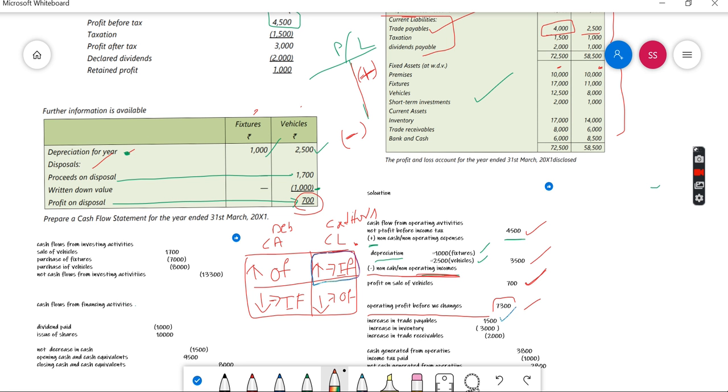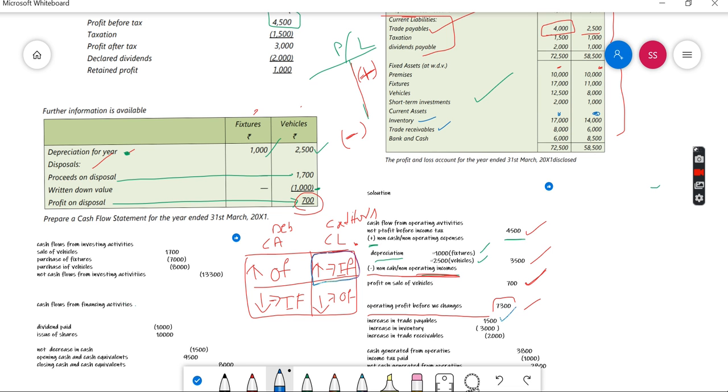Now next one, taxation is not a current asset or current liability, so we don't consider that. Dividend payable also we don't consider. So there are no more current liabilities. Then come back to the current assets. Current assets we have inventory and trade receivables. Let's start with the trade receivables. It was 14,000. Now it is 17,000.